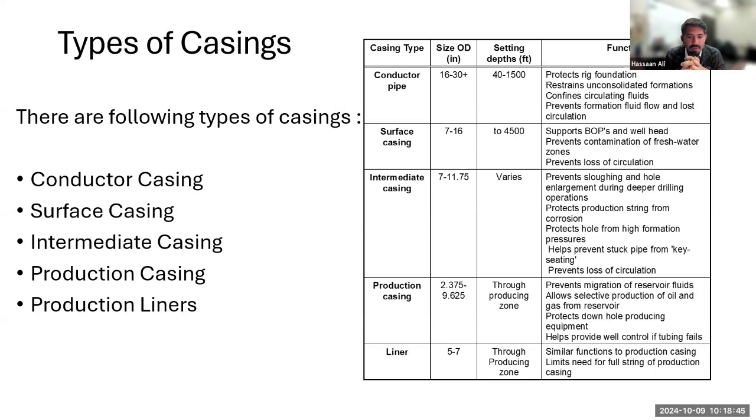And then we have production casing. And production casing is essentially to protect downhole producing equipment.